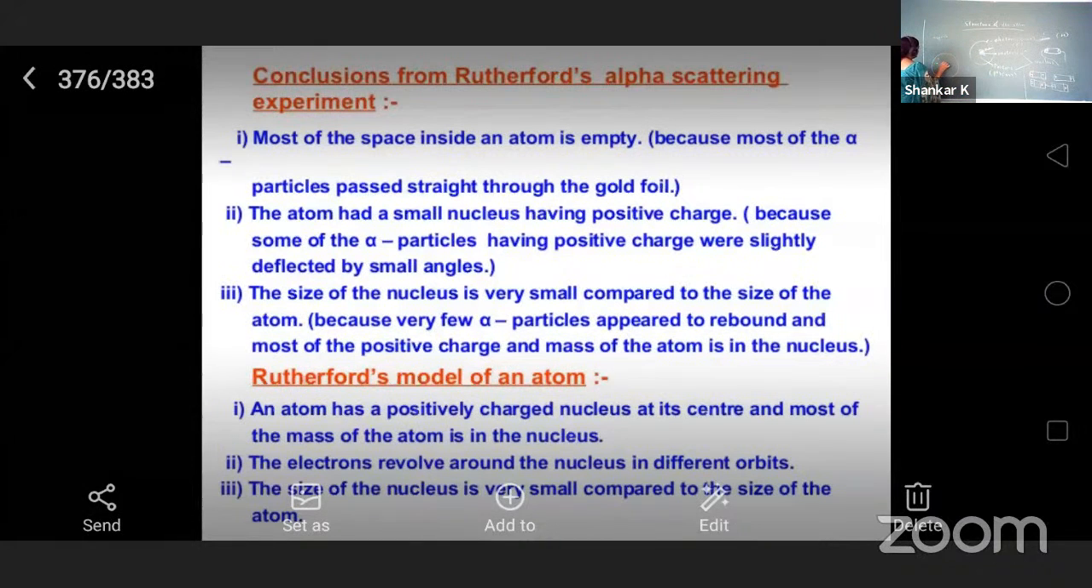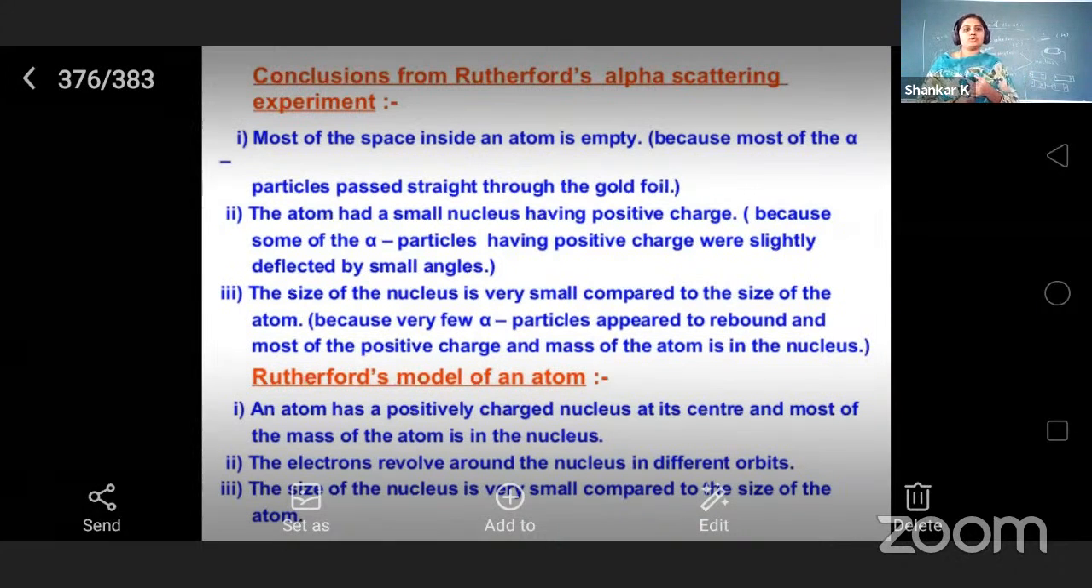You can see here the place is empty. Place is empty. So that's why you can see the straight lines. So this is an atom. You can see most of the space is empty. That's why the light is passing straight. It is represented with a straight line.